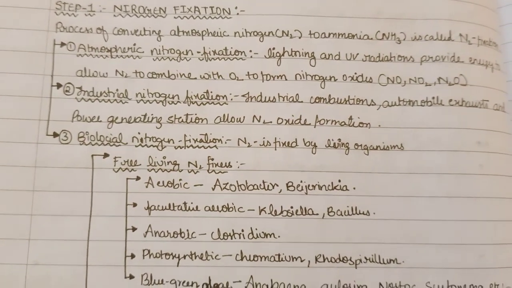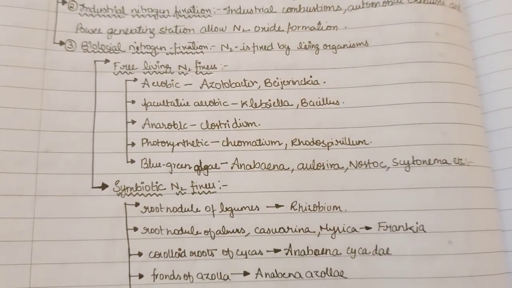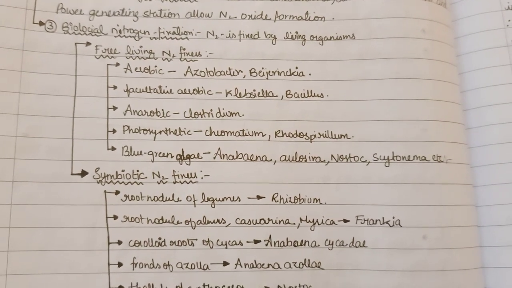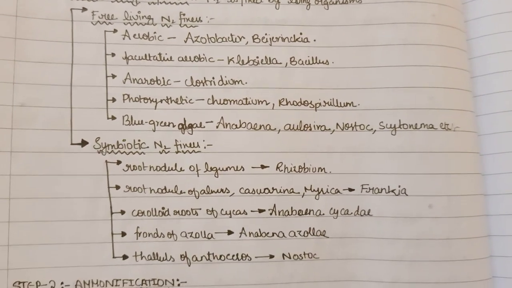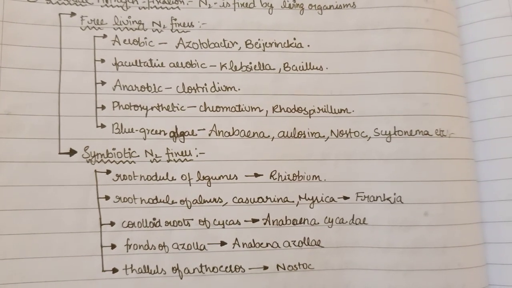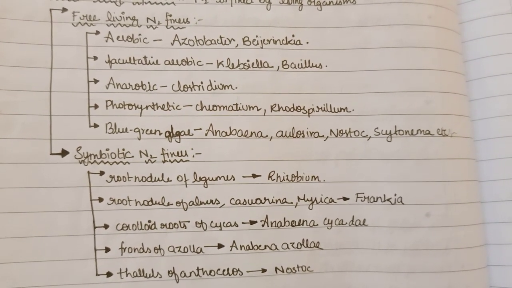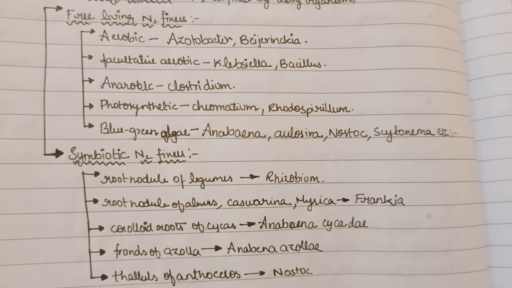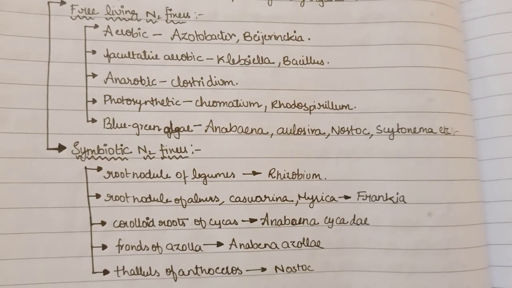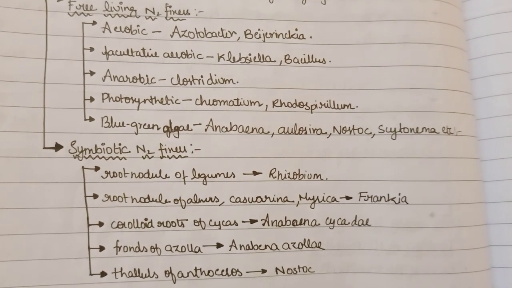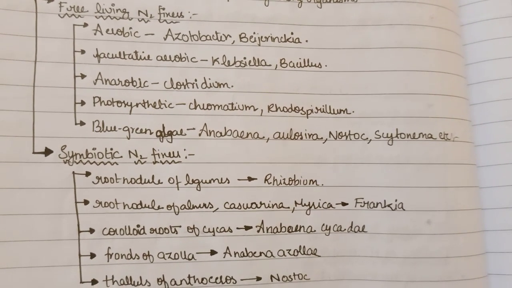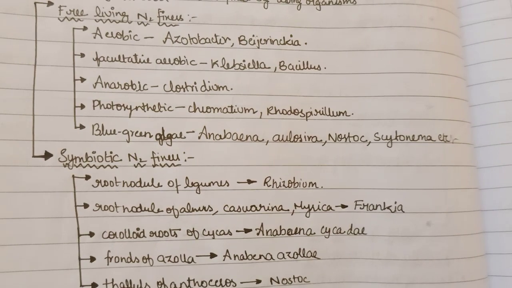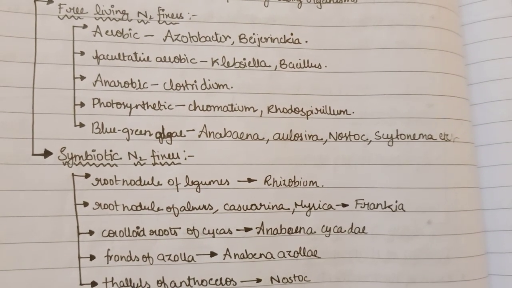Then biological nitrogen fixation. It is of two types: free living N2 fixation and symbiotic N2 fixation. It is done by living organisms, mainly by bacteria. In free living we can see aerobic Azotobacter, facultative aerobic Klebsiella, anaerobic Clostridium, photosynthetic Chromatium and Rhodospirillum, and blue green algae Anabaena, Nostoc, etc.